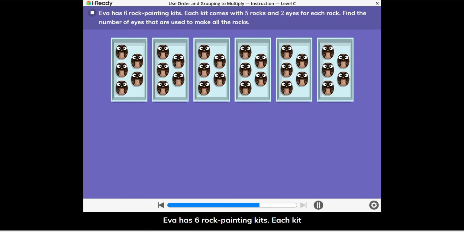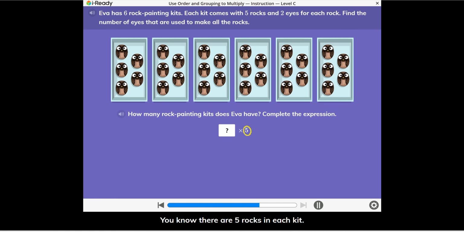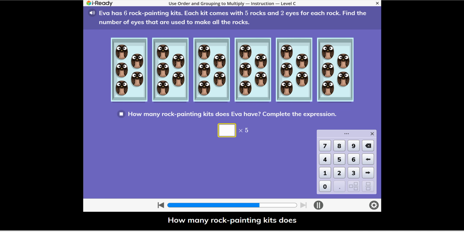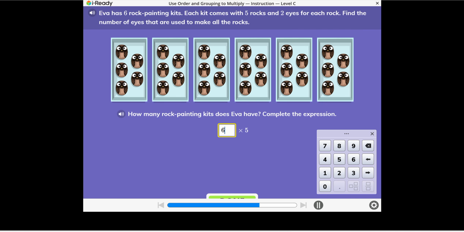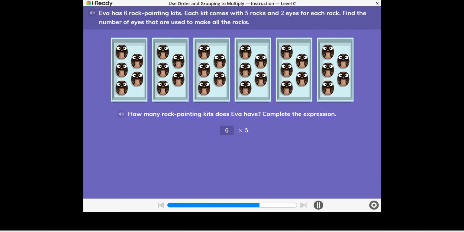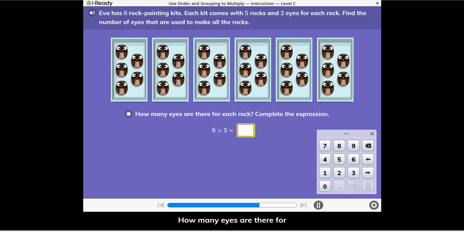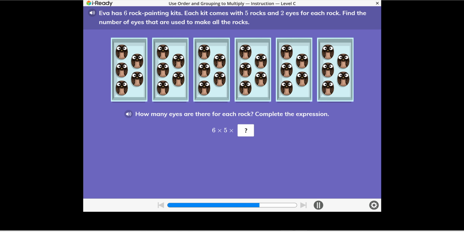Ava has 6 rock painting kits. Each kit comes with 5 rocks and 2 eyes for each rock. Find the number of eyes that are used to make all the rocks. You know there are 5 rocks in each kit. How many rock painting kits does Ava have? Complete the expression. There's 6 rock painting kits. How many eyes are there for each rock? Complete the expression.